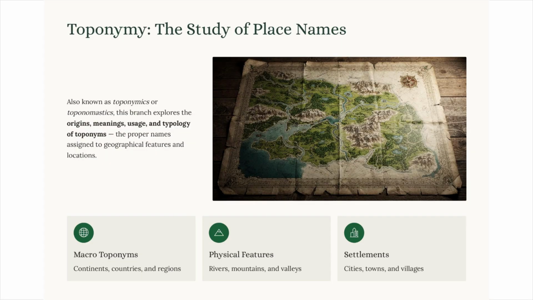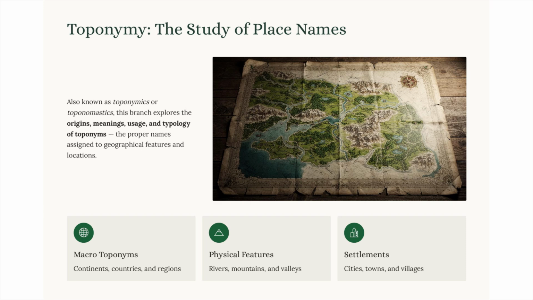One of the most important branches of onomastics is toponymy, also called toponymics or toponomastics. This branch studies place names, including their origins, meanings, usage, and classification. Toponyms are the names given to geographical locations and features. These may include macro-toponyms such as continents, countries, and regions. They also include physical features like rivers, mountains, and valleys, as well as settlements such as cities, towns, and villages.